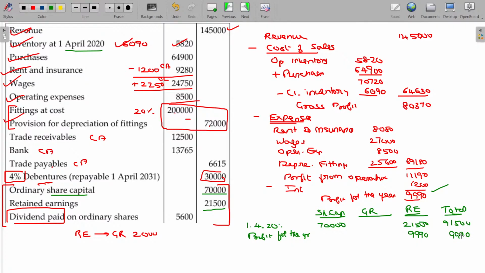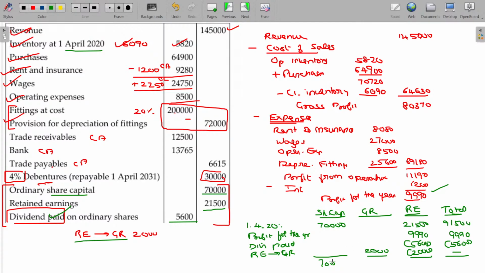990 and dividend paid. Here is dividend paid 5,600 should be subtracted from here. From retained earnings, it is transferred to GR. So 2000 should be subtracted from here and will be a part of GR. So 5600 minus item, 2000 plus and 2000 minus becomes 0.